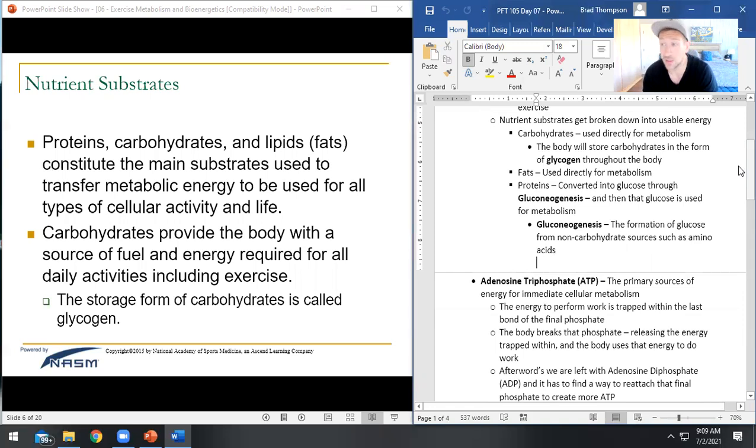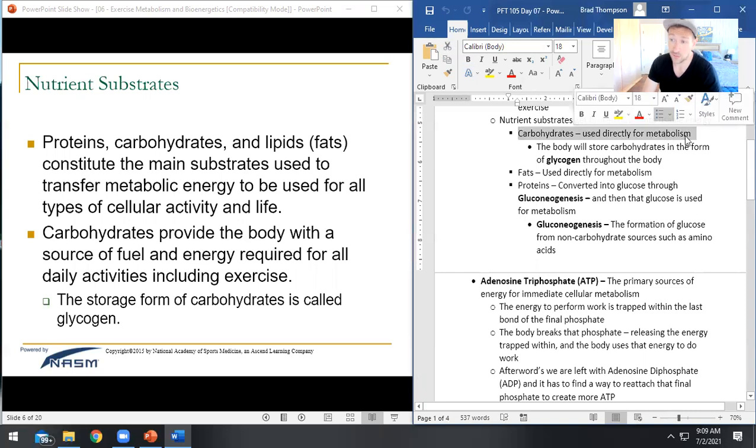Carbohydrate substrate is going to be glucose. Fat substrates are going to be lipids, and protein substrates are going to be the amino acids, right? So looking at proteins, fats, and carbs, and understanding how these work and how they are broken down to produce cellular activity. So carbohydrates are probably your body's favorite.